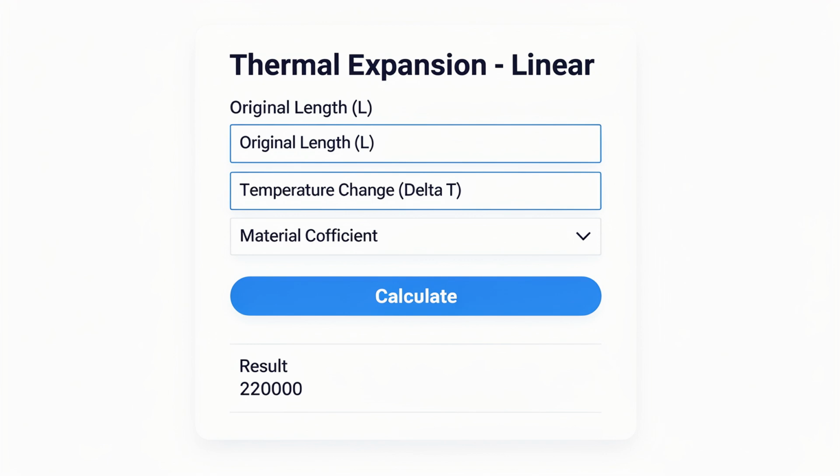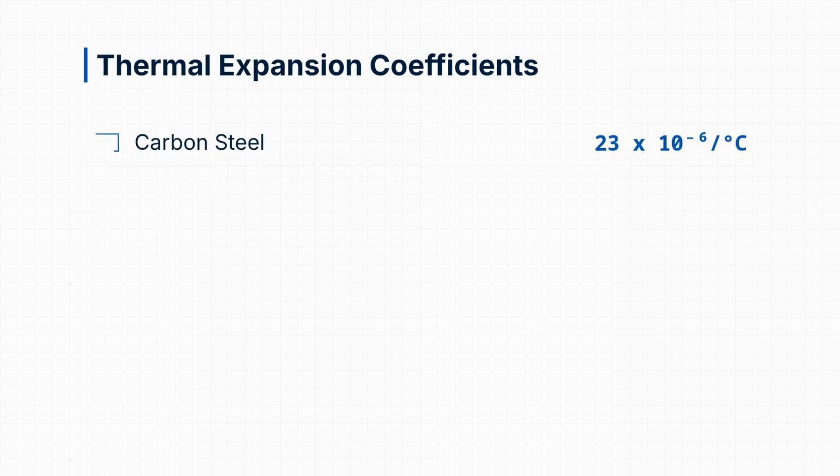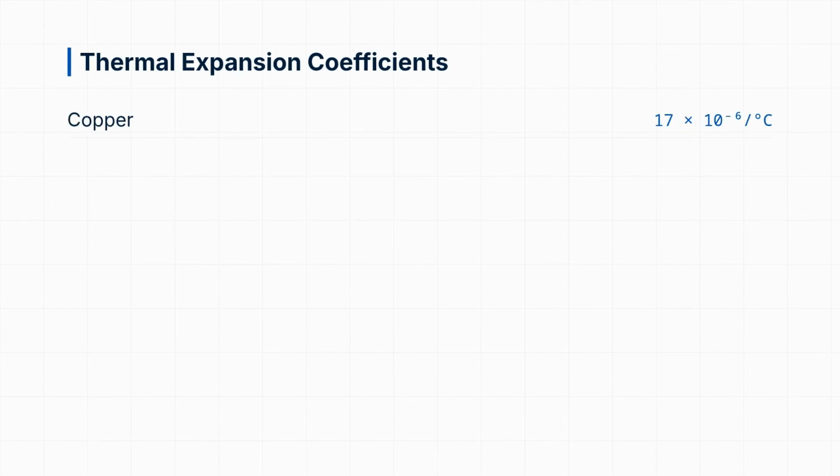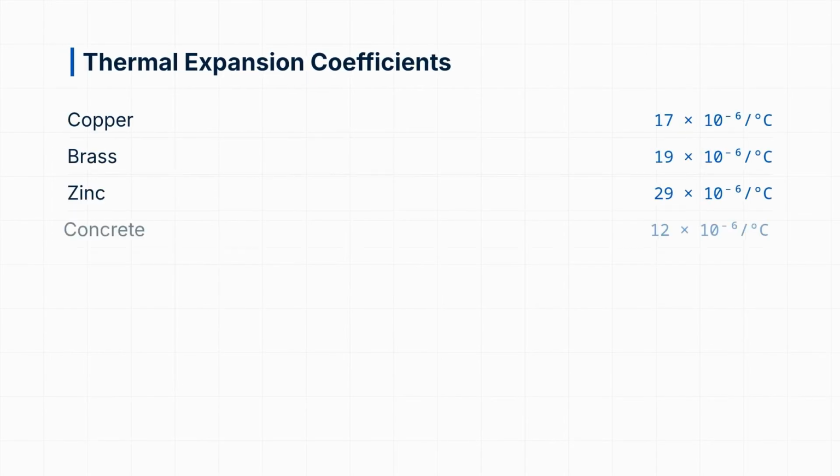Finally, there's material coefficient of thermal expansion alpha, which you can select from a drop-down menu, featuring options like carbon steel at 23 × 10 to the -6 per degree Celsius, stainless steel, aluminum, copper, brass, zinc, concrete, glass, or you can enter a custom value. For this demonstration, I'll use custom values to keep the math simple.